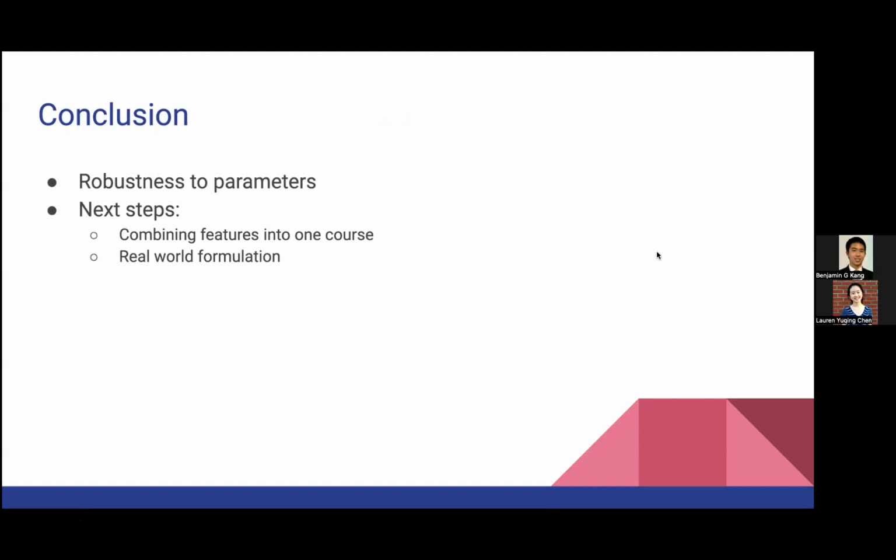Some next steps for the project would be to combine the various features that we showed previously into one course, and also to extend our formulation to the real world game where you want to hit the ball into the goal in as few hits as possible.